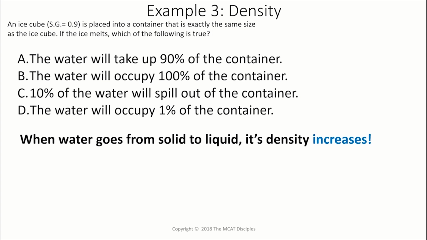Usually it's the opposite. If you didn't know that already, you've been told a specific gravity. And you know the specific gravity is just the density of the object over the density of water. So immediately you know that the density of that ice cube was smaller than the density of water, right? But if you didn't know that, you could have memorized this from the past, that the density increases as you go from solid to liquid in water.